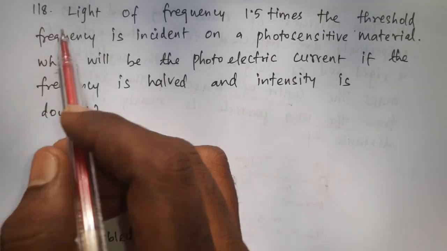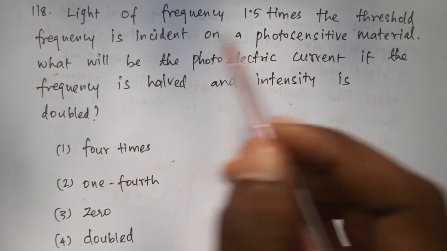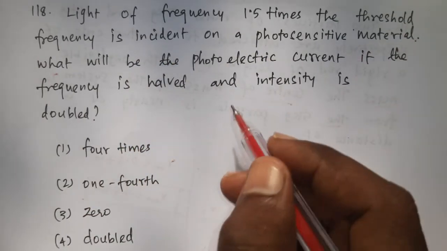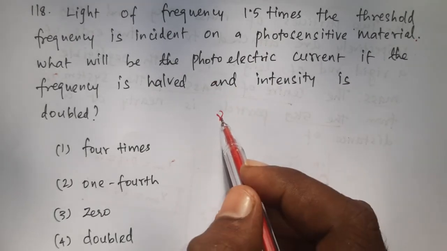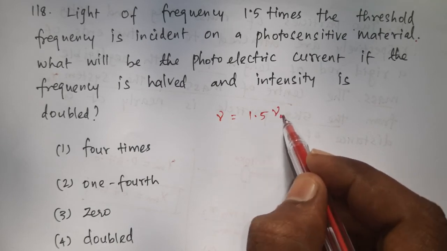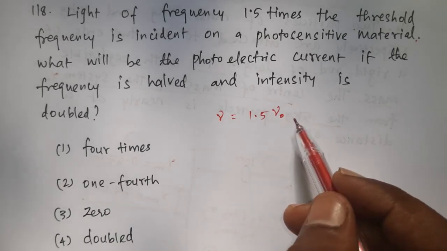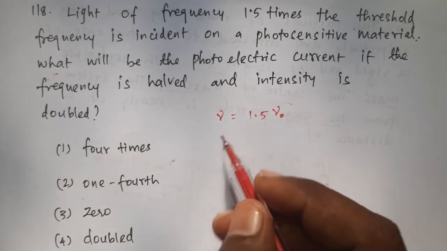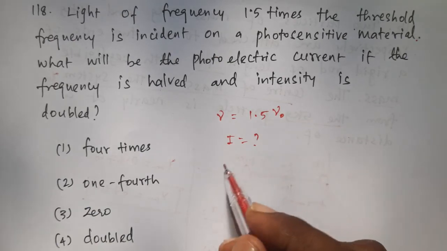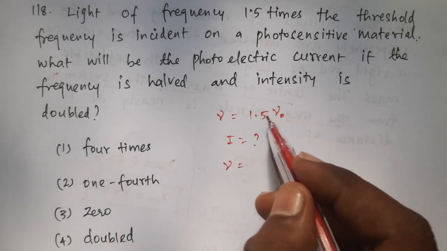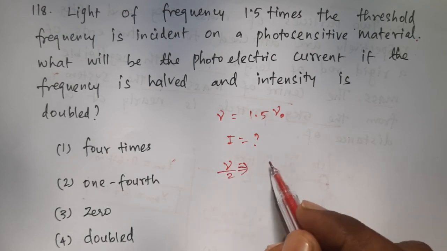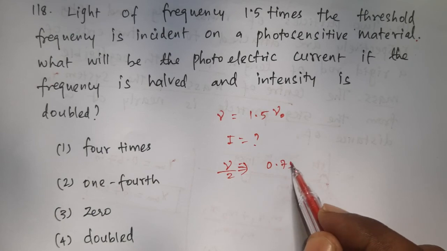Question number 118. Light of frequency 1.5 times the threshold frequency is incident on a photosensitive material. Let us consider nu is the frequency of the incident light, which is 1.5 times the threshold frequency, nu naught. What will be the photoelectric current if the frequency is halved? If the frequency is halved, nu by 2, you will get the frequency 0.75 nu naught.